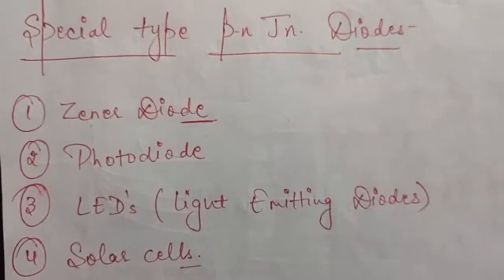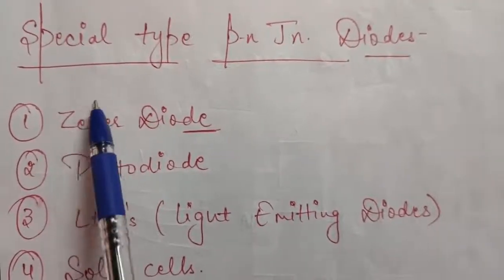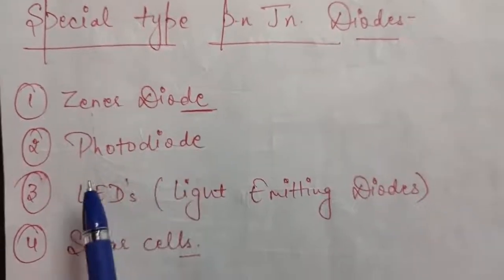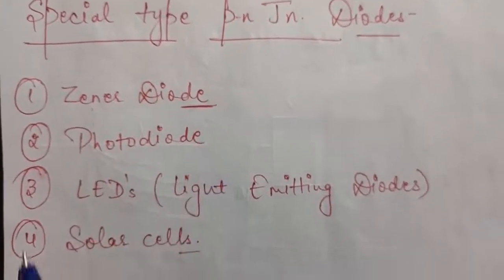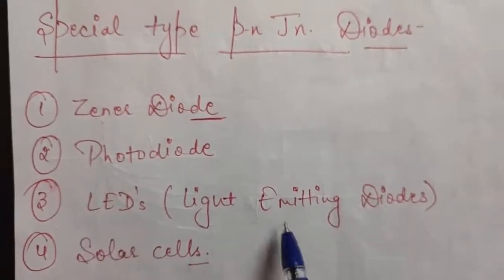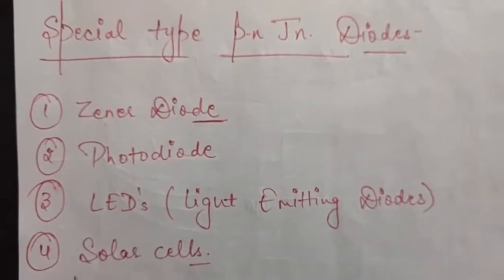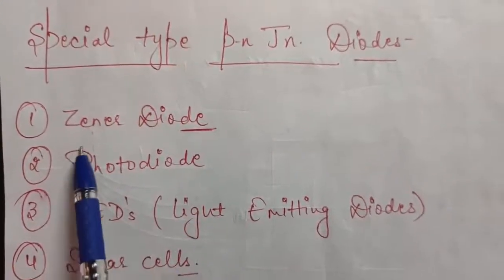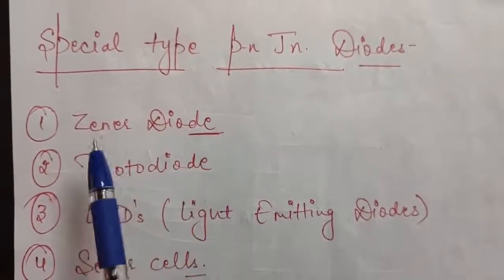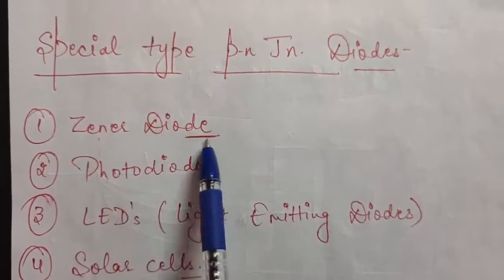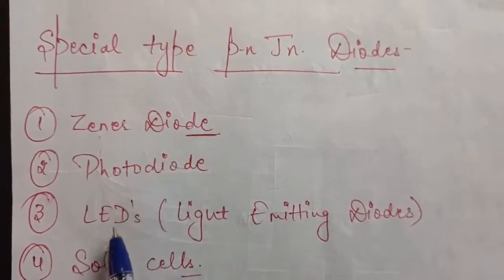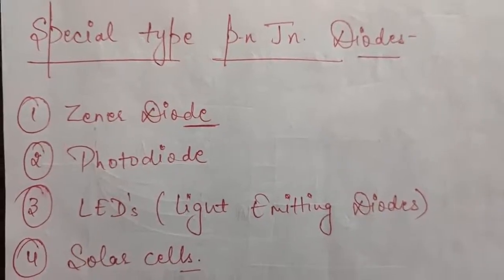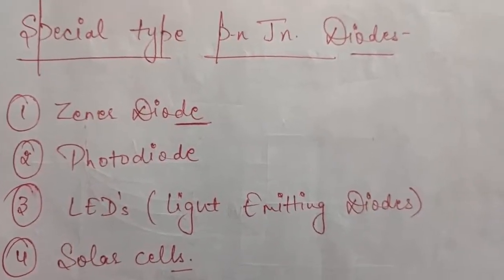Basically you have four types of special type PN junction diodes. First is Zener diode, second is a photodiode, third is LEDs, that is light emitting diodes, and fourth one is solar cells. Now out of these four, Zener diode is removed from your syllabus, so I will be discussing Zener diode only in brief. After that we will be discussing photodiode, LED and solar cells properly. Okay, so let us begin with the Zener diode.